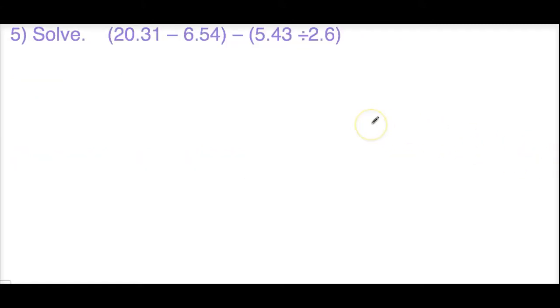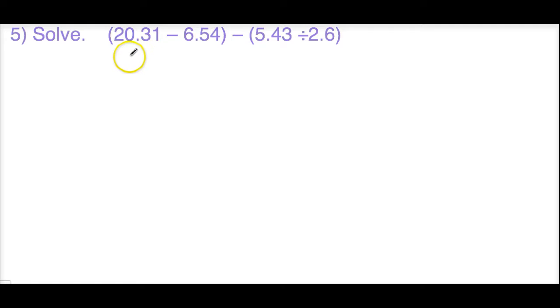The next problem says to solve 20 and 31 hundredths minus 6 and 54 hundredths, subtract 5 and 43 hundredths divided by 2 and 6 tenths. So for the sake of time, I'm going to do a lot of just setting up the problem, and I'm going to use my calculator to actually solve it, but I'm going to show you how it's lined up.